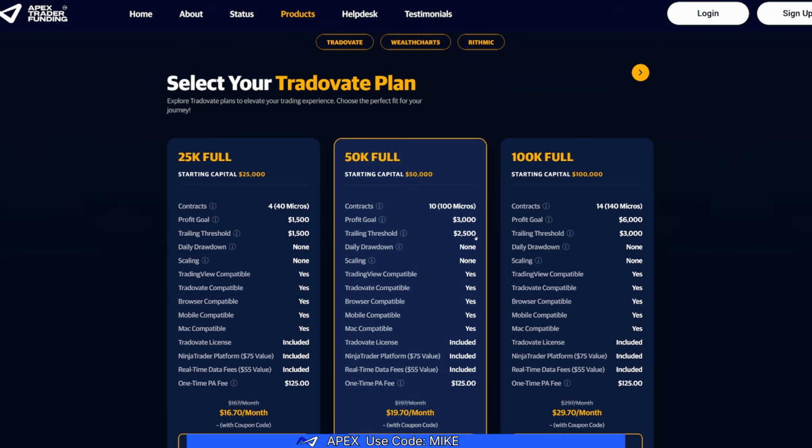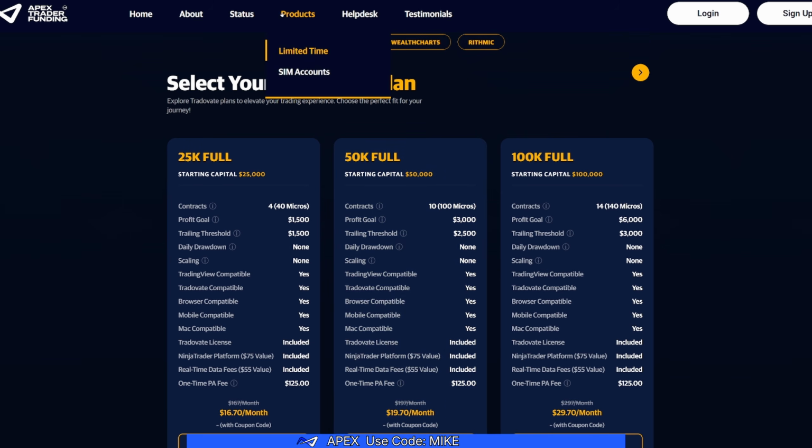We actually get $2,500 drawdown, but it is an intraday trailing drawdown, and the profit goal is still $3,000. So in terms of which one would be easier or not, well, a little bit more drawdown normally is easier, but it's an intraday drawdown, so it might be a little bit more difficult.